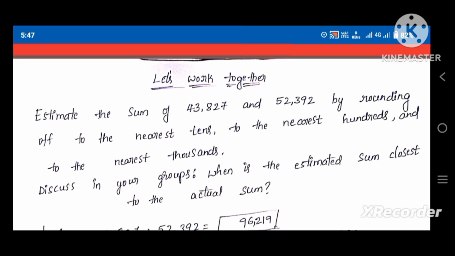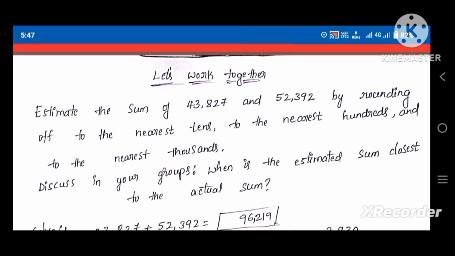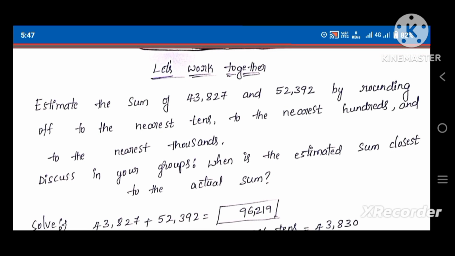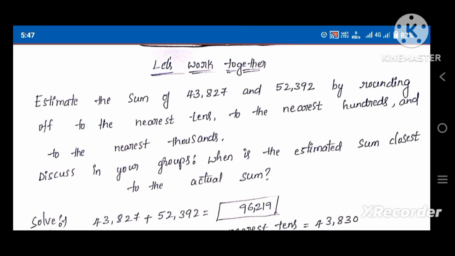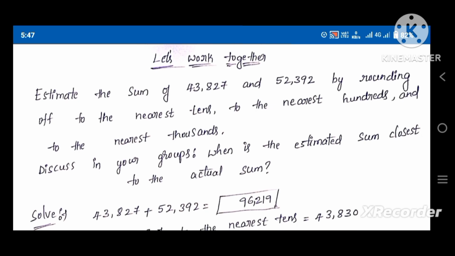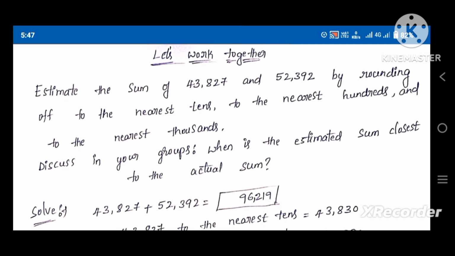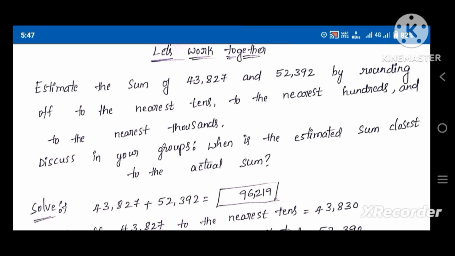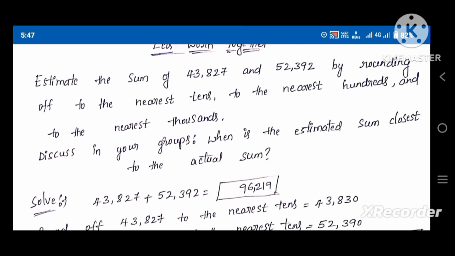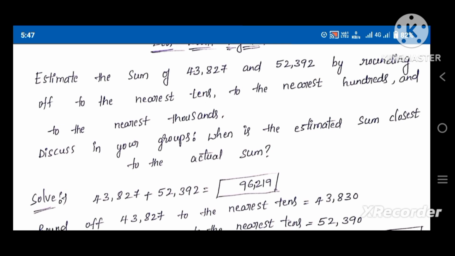Let's work together. Estimate the sum of 43,827 and 52,392 by rounding off to the nearest tens, to the nearest hundreds, and to the nearest thousands. Discuss in your groups when is the estimated sum closest to the actual sum. Solve.